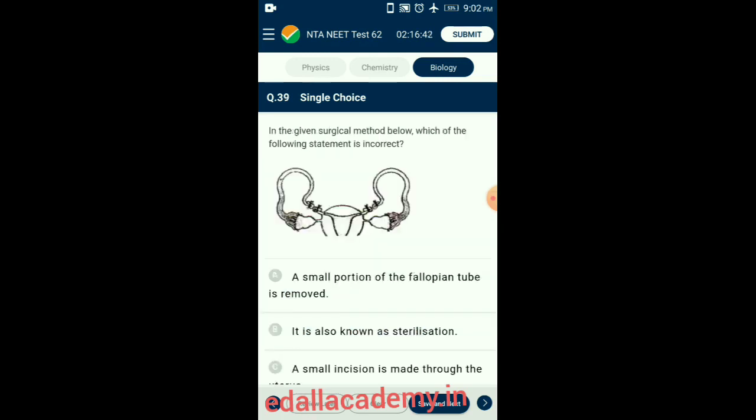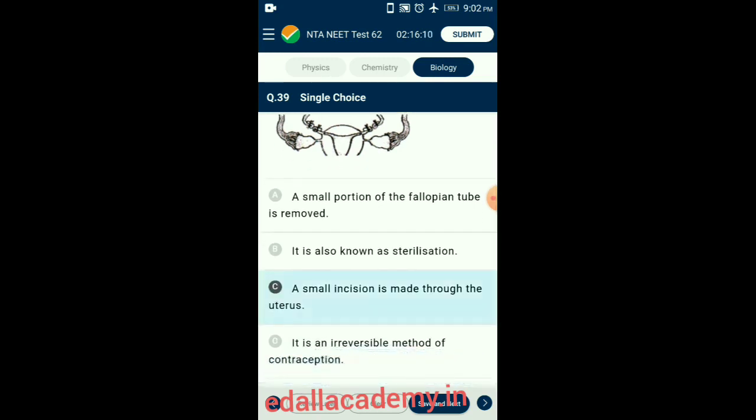Question number 39. In the given surgical method below, which of the following statements is incorrect? The figure shows the tubectomy. This is a surgical method to prevent pregnancy in women. In tubectomy, a small part of the fallopian tube is removed or tied through a small cut in the abdomen or through the vagina. It is a very effective method, but reversibility is very poor. The answer is option C. A small incision is made through the uterus.